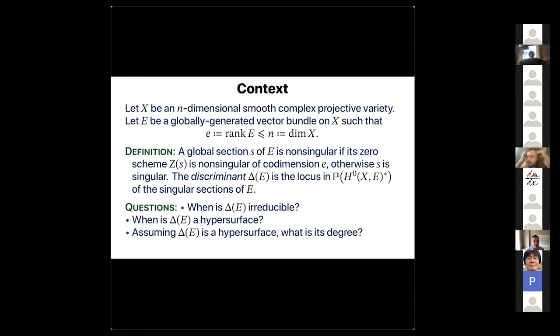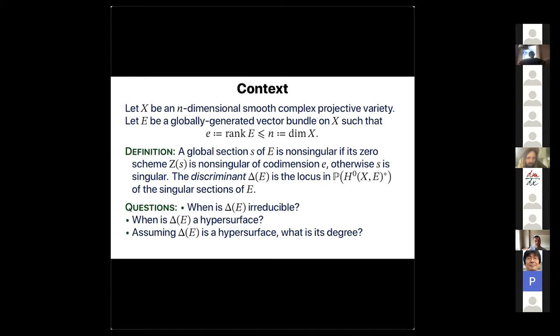It's certainly possible that for a given section, you'd get the wrong codimension. So non-singular involves really two parts, it being a smooth scheme and having the right codimension. And so it could sort of fail for either reason. But if it does fail, then we call it singular, of course.